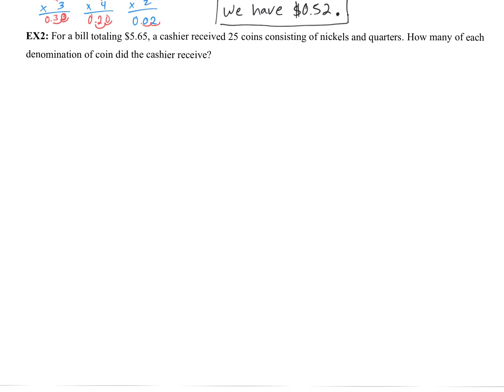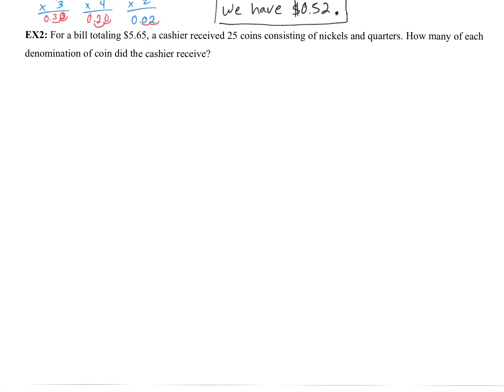Okay, example 2. For a bill totaling $5.65, a cashier received 25 coins consisting of nickels and quarters. How many of each denomination of coin did the cashier receive? Okay, so I'm going to go ahead and say let X equal number of nickels. And we're told there's 25 coins total, so I'm going to go ahead and use X to describe quarters.